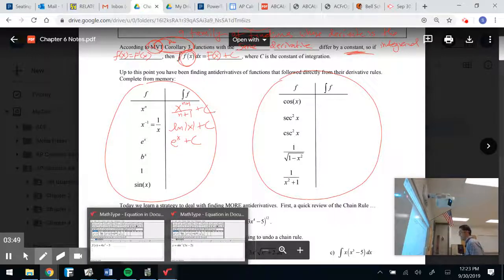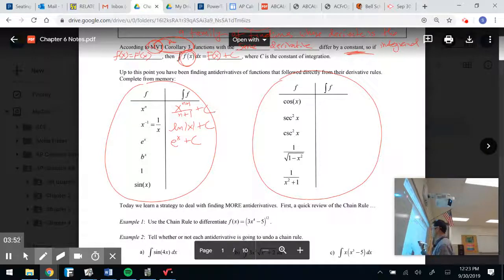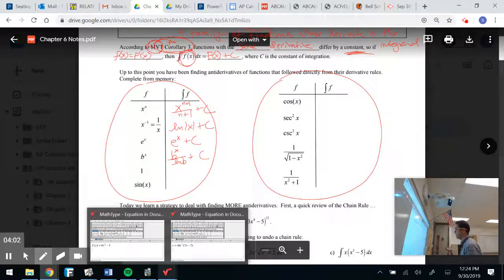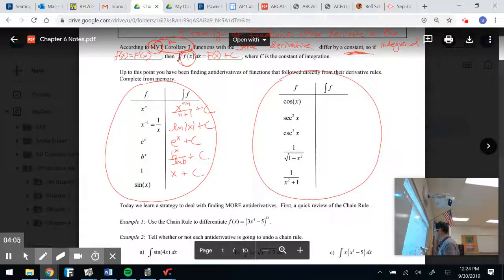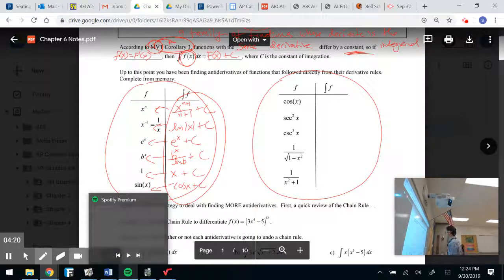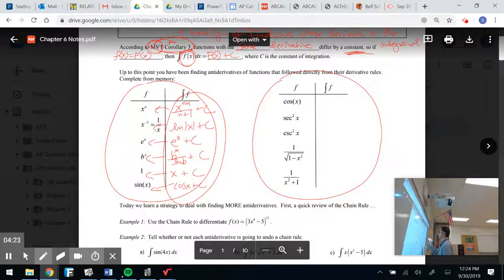b to the x, that's a little bit different. That derivative would be b to the x times the natural log of b, so the antiderivative would be b to the x over the natural log of b plus c. The antiderivative of 1 would be x plus c, and the antiderivative of sine, believe it or not, would be negative cosine x plus c. Remember, good practice is to take the derivatives of these, and if I do that, I should get those as all of my answers, correct? All right, let's keep going. The antiderivative of cosine would be sine x plus c. How do I know that's right?